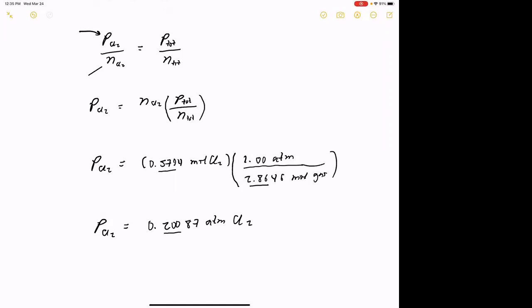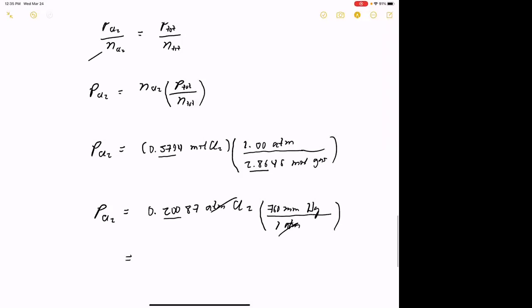Now, also, we wanted this in millimeters of mercury, didn't we? So I have to do one more little conversion here to get me to millimeters of mercury. So I know that 1 atmosphere is equal to what? How many? 760 millimeters of mercury, is that right? I think that's right. Okay, so atmospheres cancel with atmospheres. We'll be left with millimeters of mercury. So I end up getting to 3 sig figs, 153 millimeters of mercury.